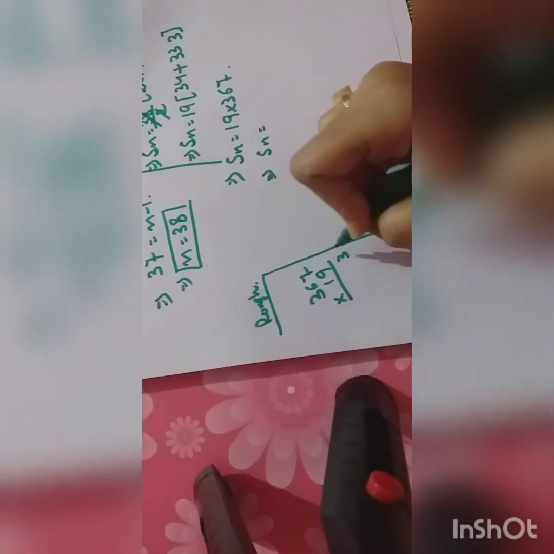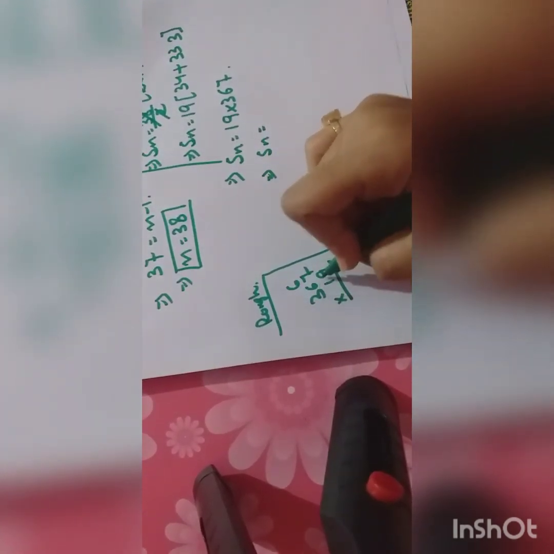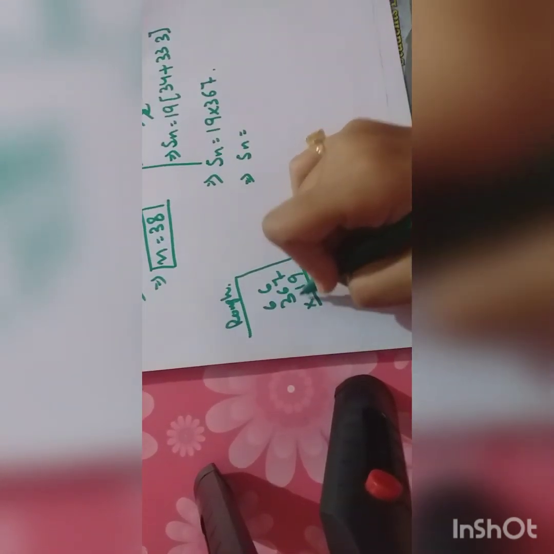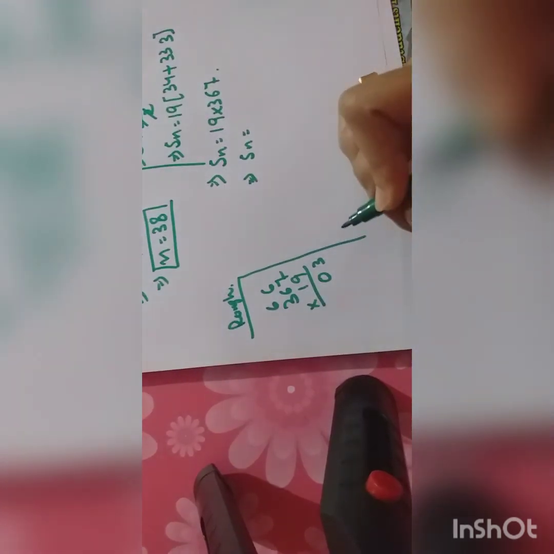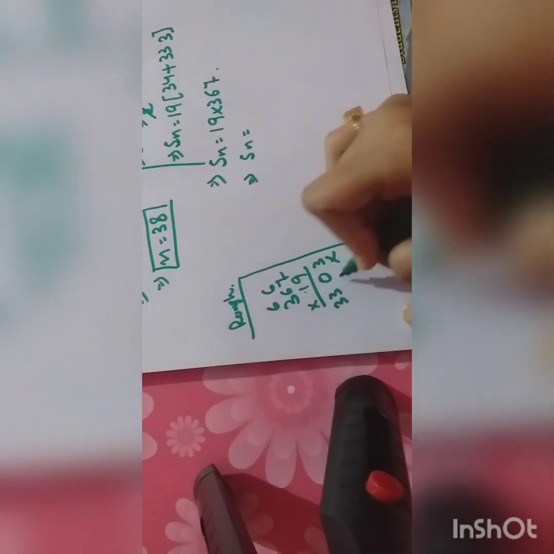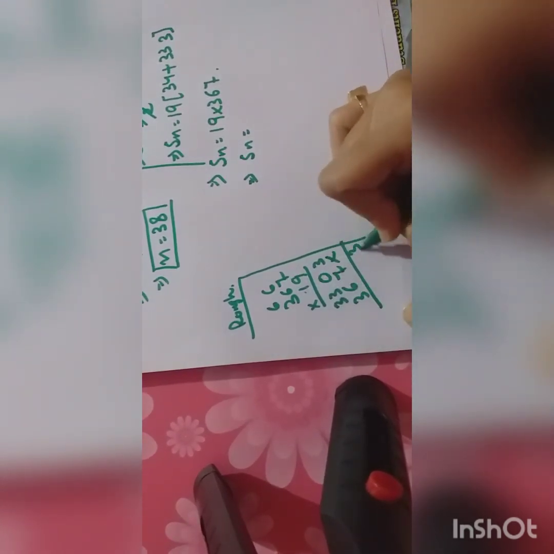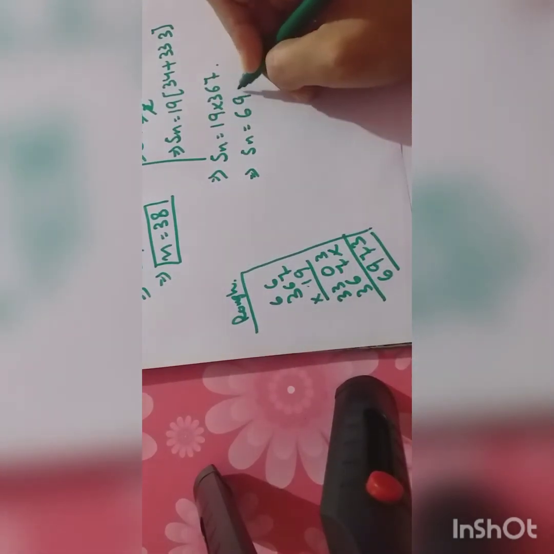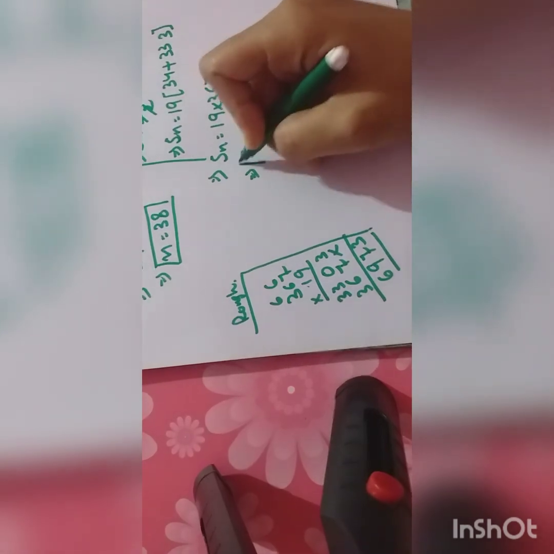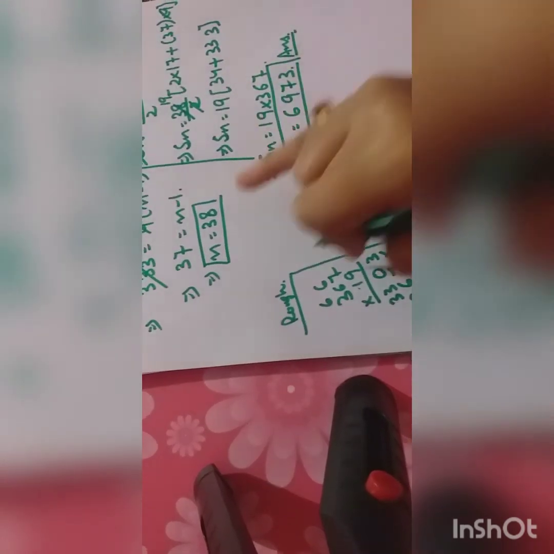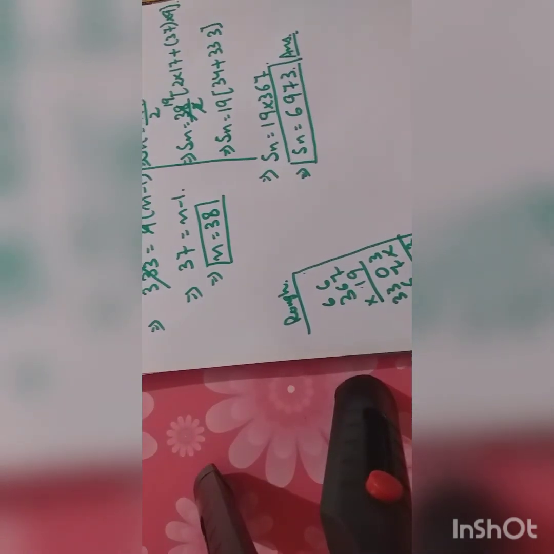So 9 7s are 63, 3 carry 6, 9 6s are 54, 54 plus 6 is 60, 0 and carry 6, 9 3s are 27, 27 plus 6 is 33. And then 7 6s are 42... and so on, and 6973 will be my answer. So the value of Sn will be 6973, the value of n will be 38, and the value of Sn will be 6973. Hope it is clear till here.